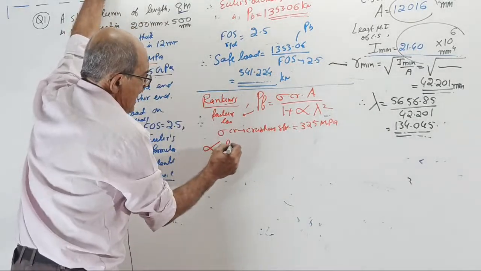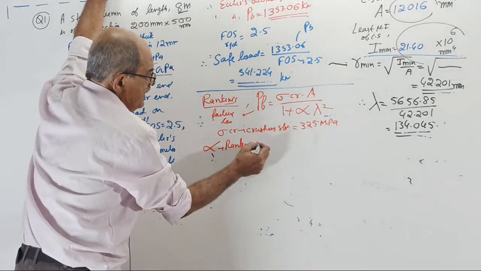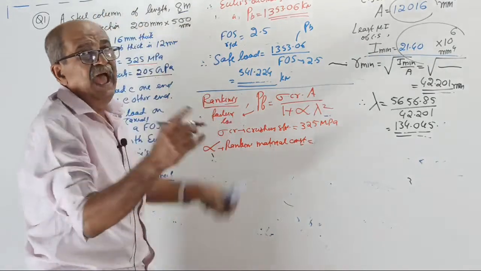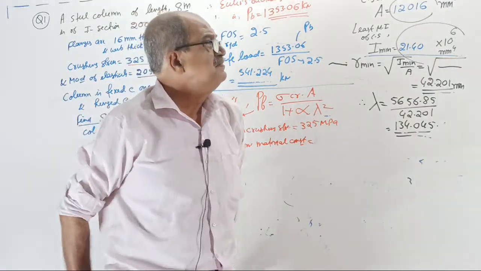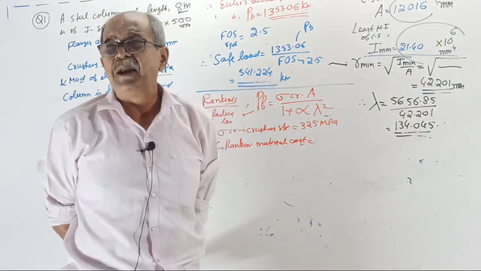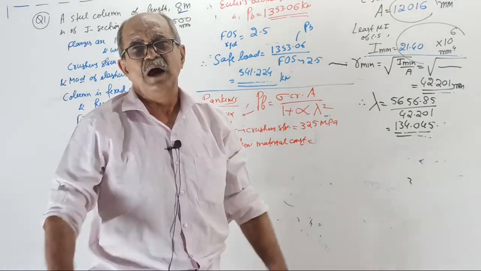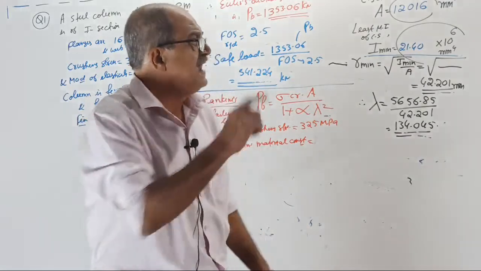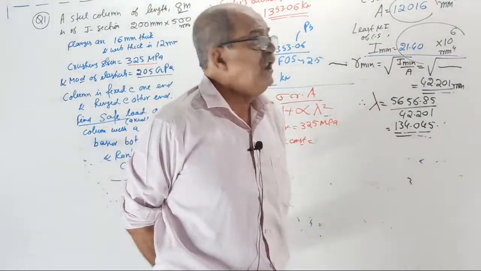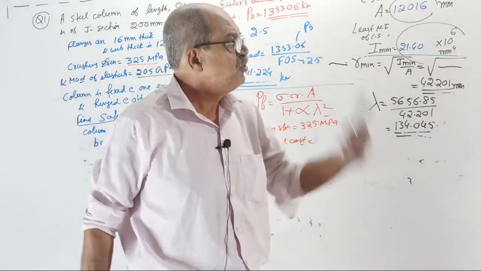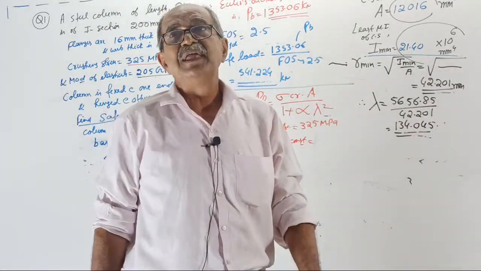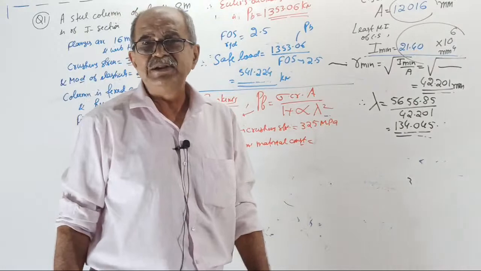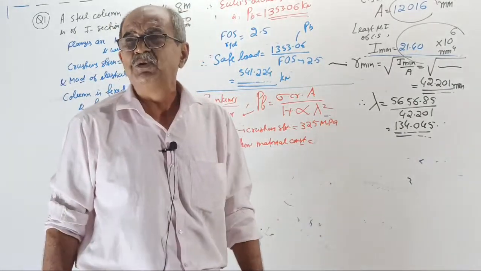Alpha is Rankine's material constant. See, in one GATE exam they told Rankine's material constant for both ends pinned is 1 by something. If they come in front of me, I will tell them, what nonsense is this? Rankine's material constant, how dare you tell it for end conditions? Have common sense. Don't take actual length, you are writing the slenderness ratio, so take the effective length. Why are you unnecessarily confusing students?